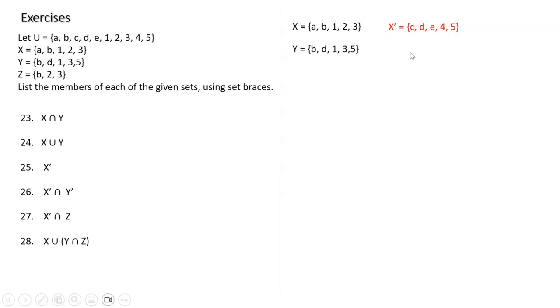We've got the set Y. And same thing, this is the complement of Y, or not Y, right? So we go back to the universal set. So we have not B, not D, not 1, not 3, not 5. So this is what's left from the universal set. Now that's my Z, right?